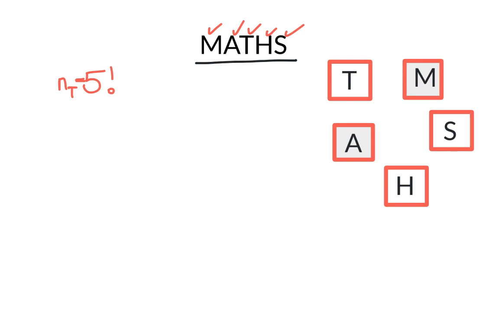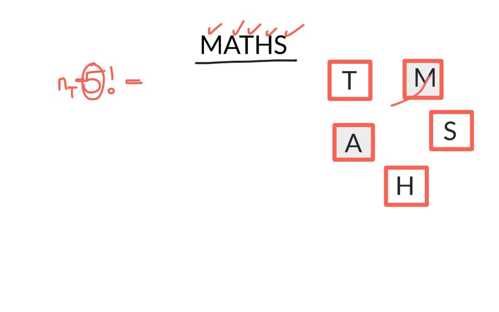Now you can use your calculators to determine the total value, because in the exams we cannot leave our answer as 5 factorial. I know this is quite simple. So 5 different objects, 5 different letters in the word maths, can be arranged in 5 factorial ways.